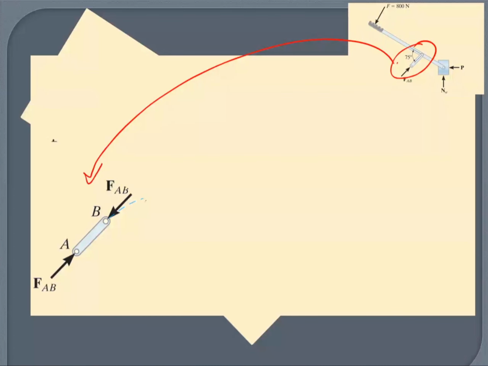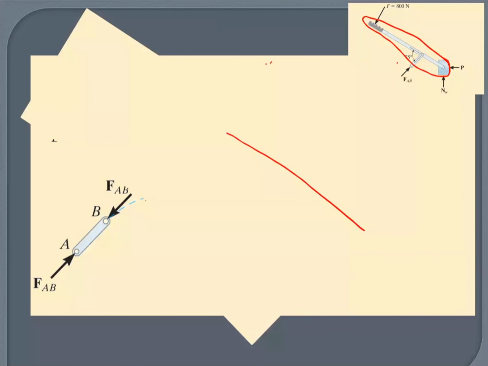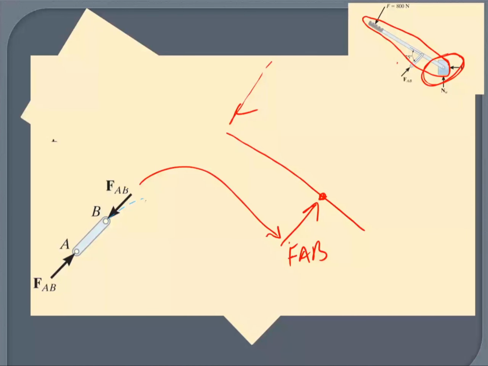If I have to draw the free body diagram of this member, I'll draw it. I'll apply force here. I've got force here, which is FAB, which is the same as this one. And at this end is a pivot connection. So a pivot can rotate but cannot move. So I've got my 2 forces there.